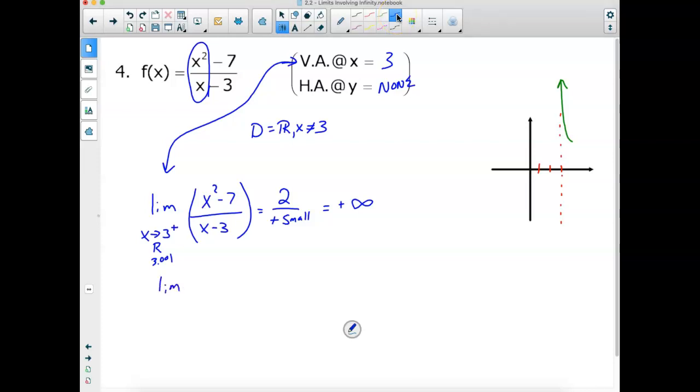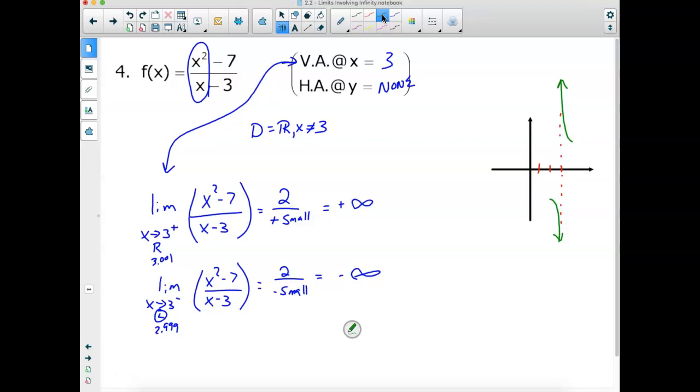What's the limit as x approaches 3 from the left of that same function? When I'm to the left of 3, I'm really at 2.999, aren't I? So again, I'm plugging 3 into the top and still getting 2 in the top. 2.999 minus 3 gives me basically negative small, and 2 divided by negative small is negative big. Which means as I approach from the left, I'm going to be crawling down it that way. And those are going to be my end behaviors.